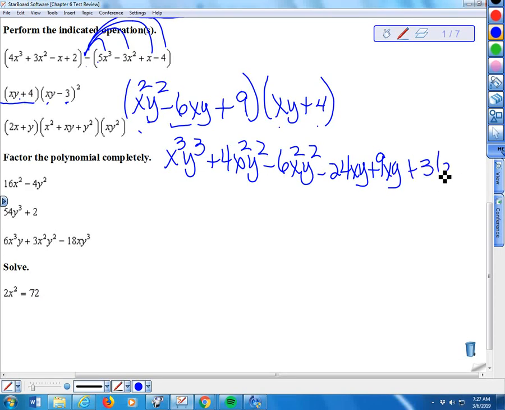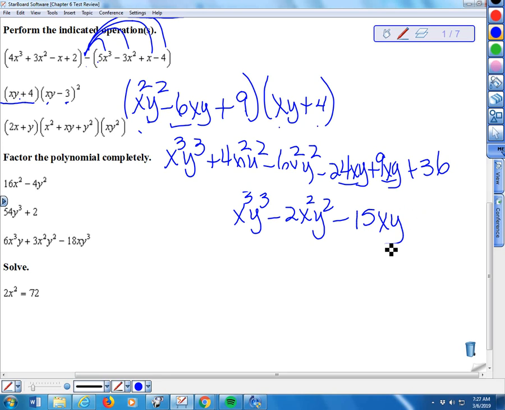And then I just combine my like terms. I don't have any other x cubed y cubed. These two are like, so that's negative 2x squared y squared. These two are like, so negative 24 plus 9 is negative 15xy, and plus 36. And there it is.